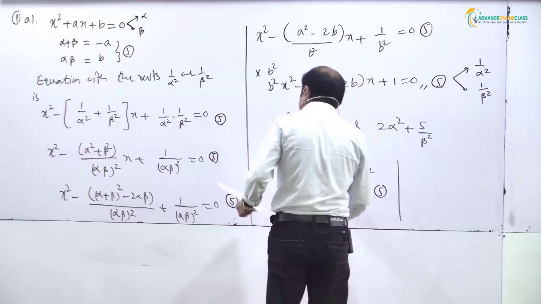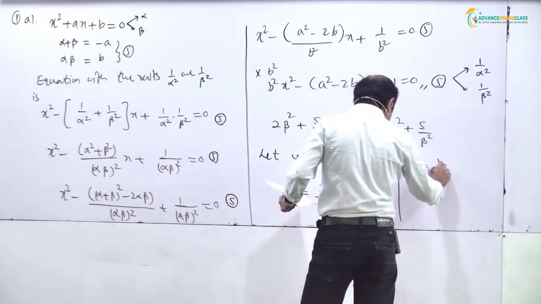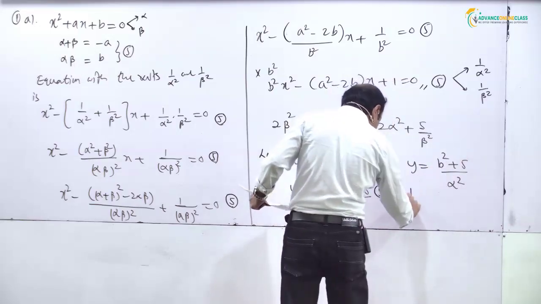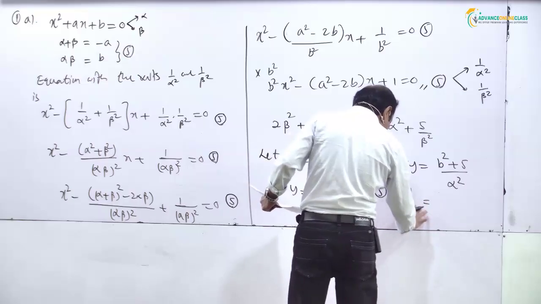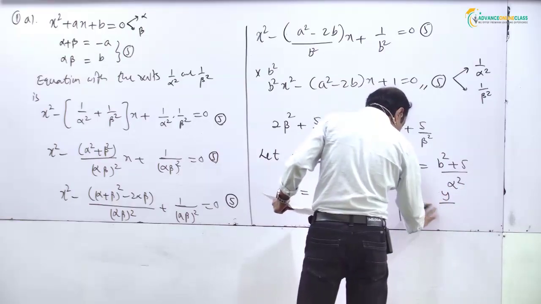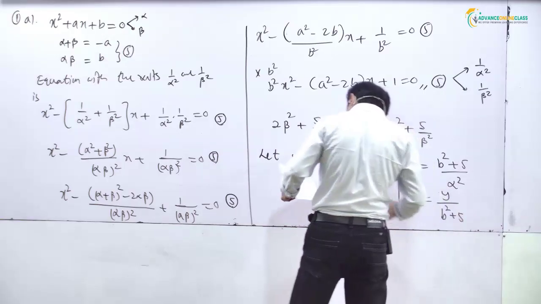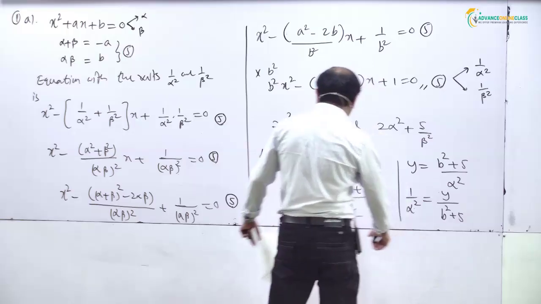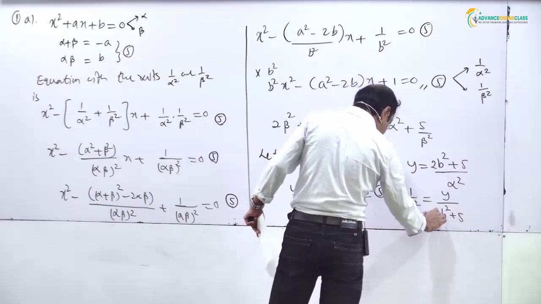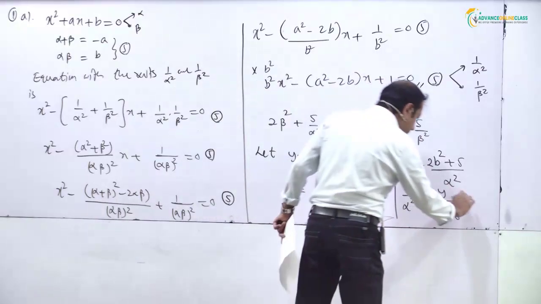And now alpha beta is the product b, right? Then we get y equals 2b squared plus 5 over alpha squared. We'll bring this here. Then we can make the subject 1 over alpha squared: 1 over alpha squared equals y over 2b squared plus 5. Here we have 2b squared plus 5. Okay, for that also 5 marks.